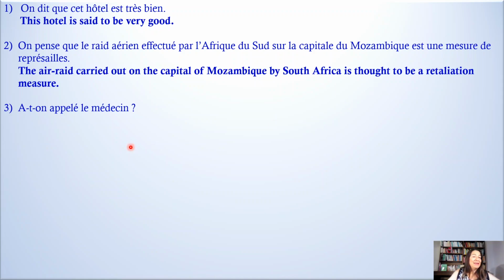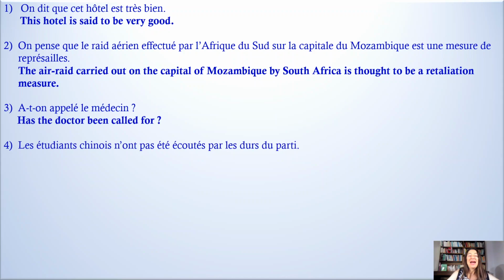"A-t-on appelé le médecin?" So again, "on" in this sentence doesn't refer to anything that's clearly defined. On the contrary, therefore, it is again going to be translated by the passive voice. And clearly, what we focus on is the doctor, which is going to become the subject of the passive voice sentence. Therefore, the translation will be, "Has the doctor been called for?"